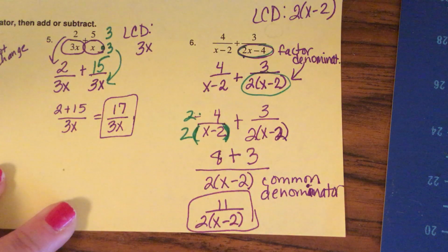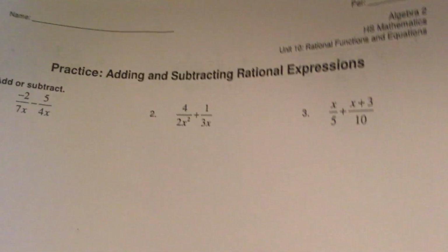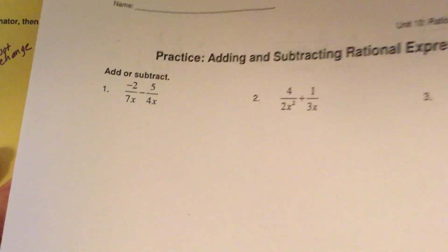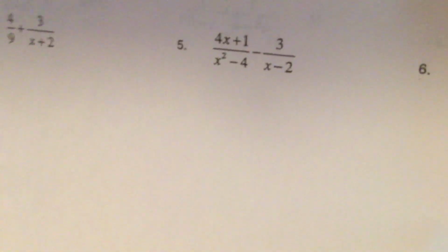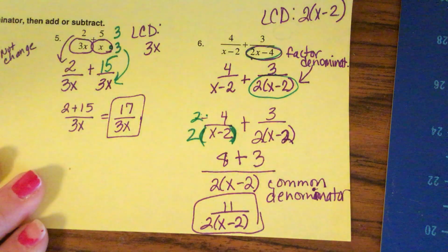Okay, so this is what I want you guys to do. I want you to take these notes and I want you to work just 1 through 6 on the first page of the assignment. So I'm going to show it to you here. The one that says adding, subtracting rational expressions. I want you to do 1 through 6 on here using these notes.